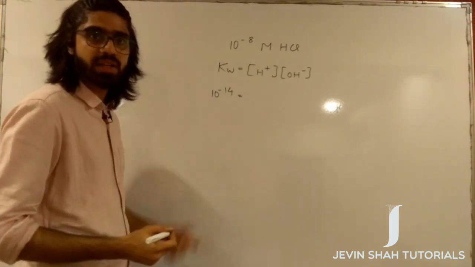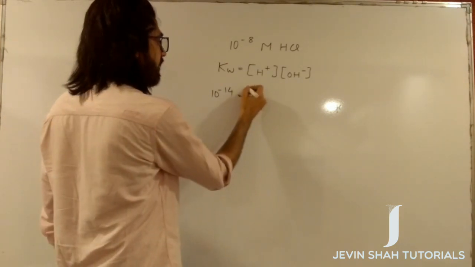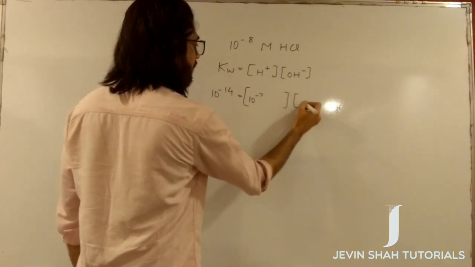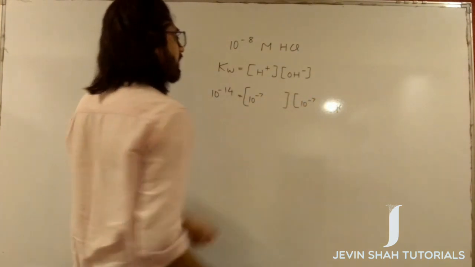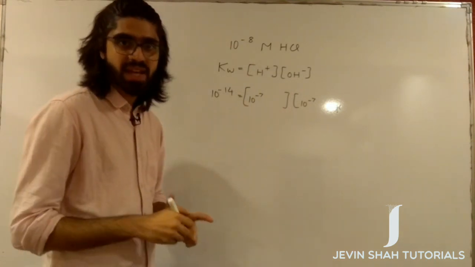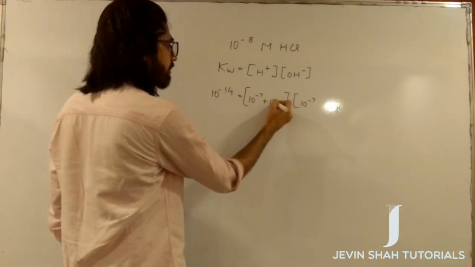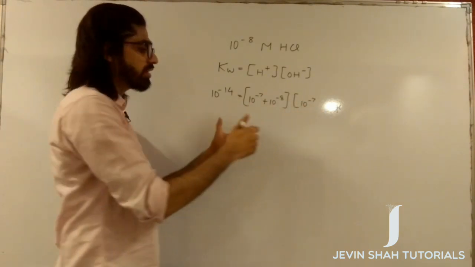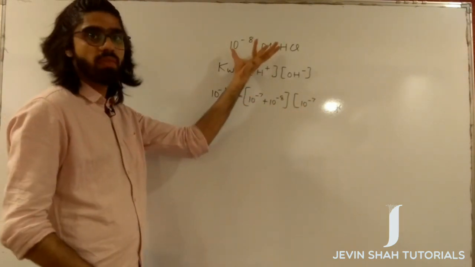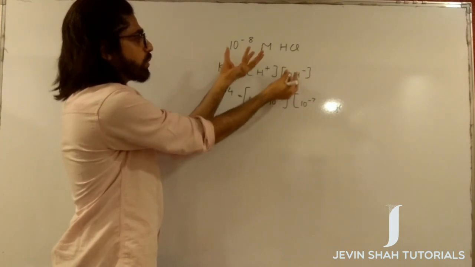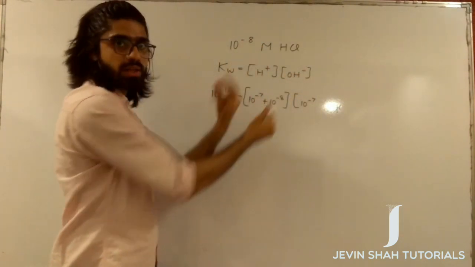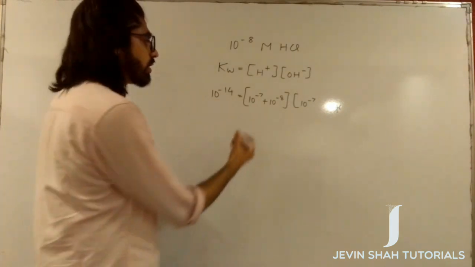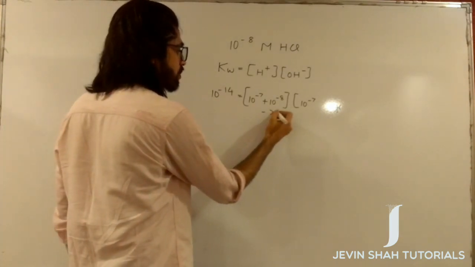Kw, as you know, at 25 degrees is 10 power minus 14, with H plus at 10 power minus 7 and OH minus also 10 power minus 7. But now since you have added 10 power minus 8 H plus, the H plus will be plus 10 power minus 8, and a part of it will recombine. If you have increased H plus, then OH minus and H plus will combine and reduce a little till the ionic product again becomes equal to 10 power minus 14. So let us say that the combined amount is minus X.